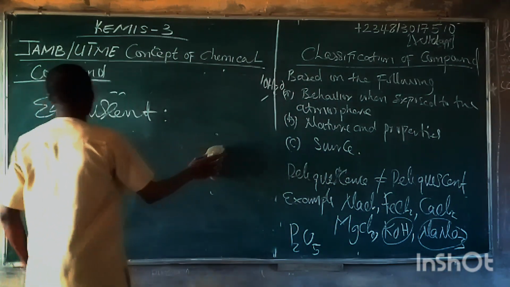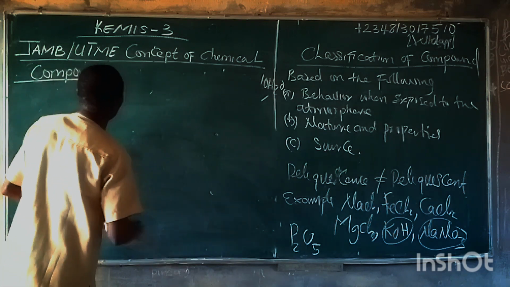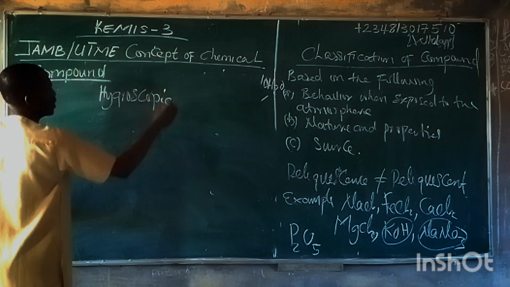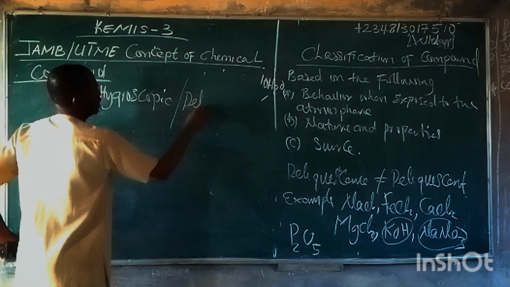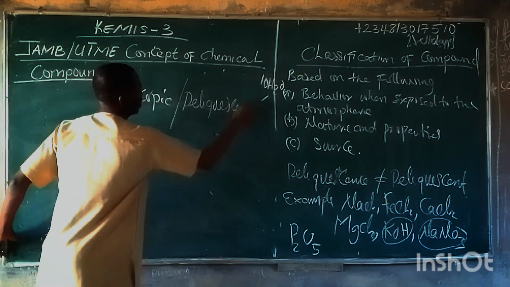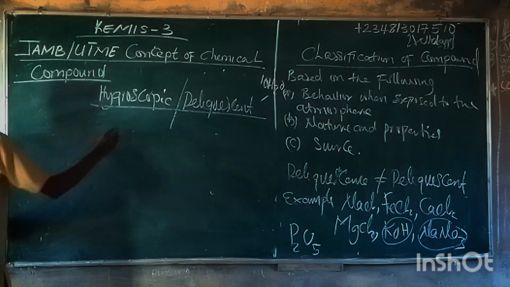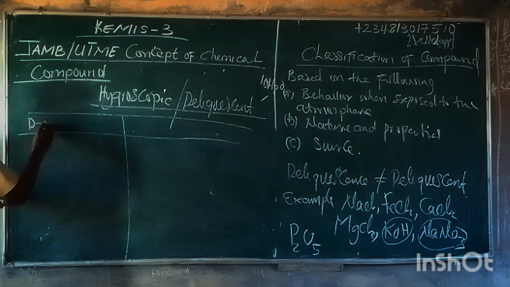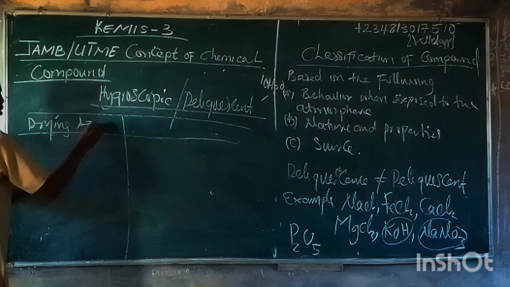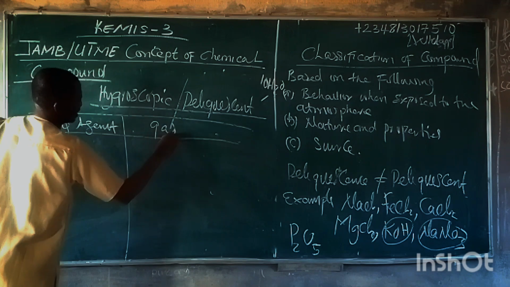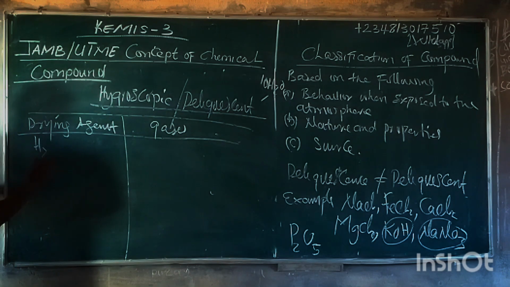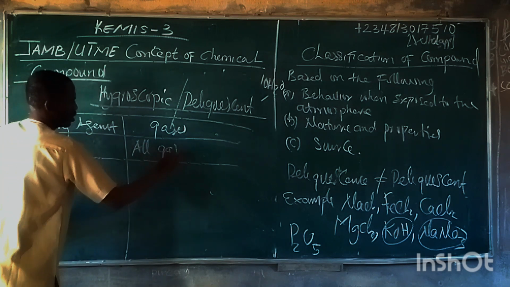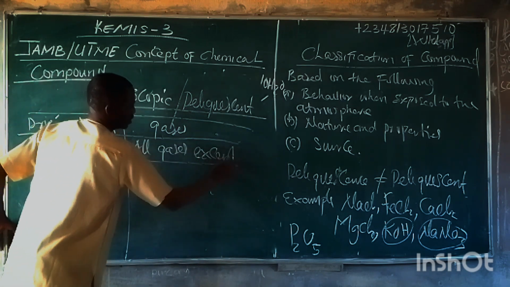Alright? Anyhow, we are going to the next thing. The next thing is to know that hygroscopic and deliquescent substances are used as drying agents. So we can divide the board and write here drying agent, and then we write the gases they dry. Now, H2SO4 is the first one. H2SO4 dries all gases, all gases except ammonia.